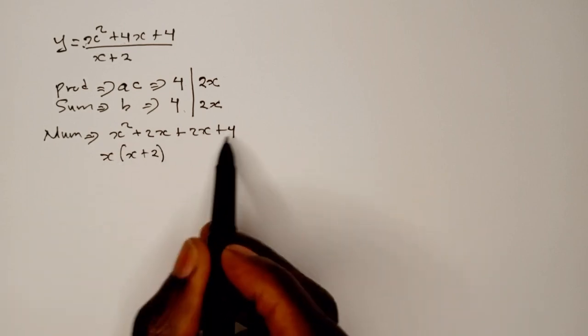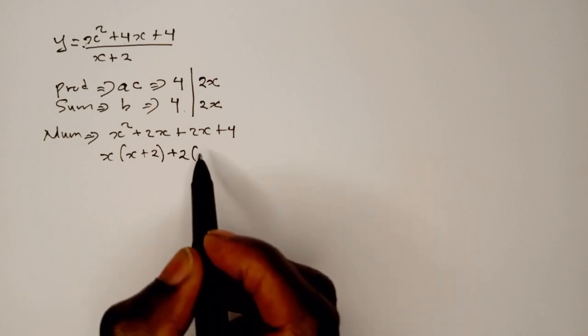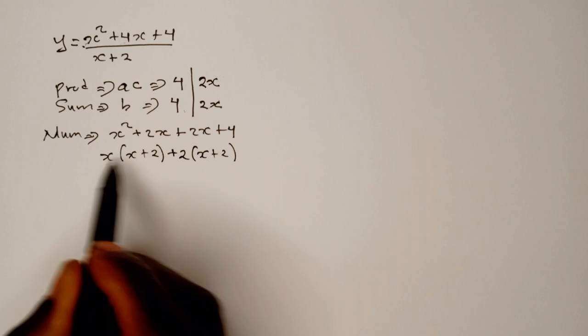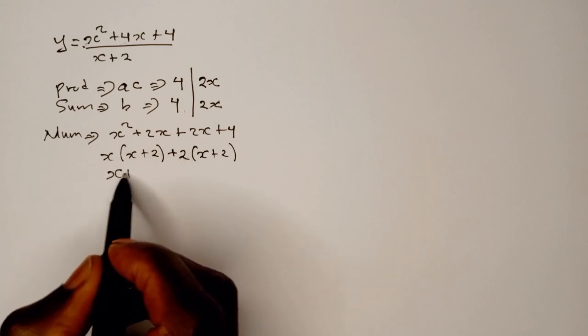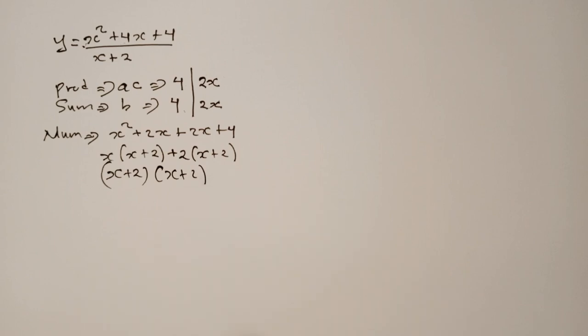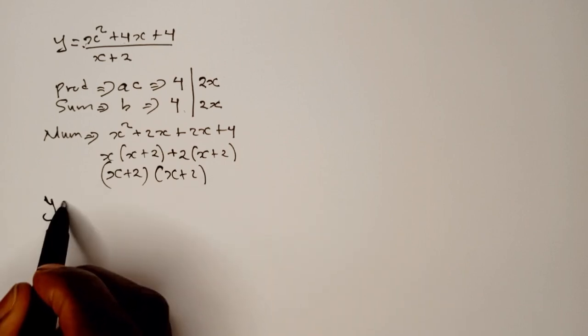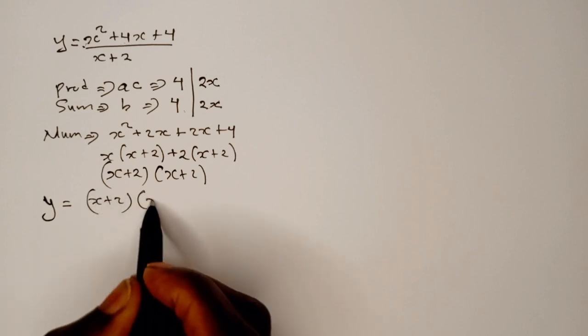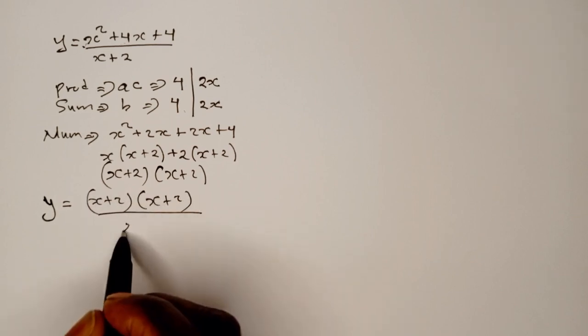Then here you check what is common, it is plus 2. You factor it out, so we're going to have x plus 2. So you put this and this under one bracket, so we're going to have x plus 2 and x plus 2. So that is our numerator. Then now, if you combine with the denominator, y is equal to x plus 2 divided by x plus 2.